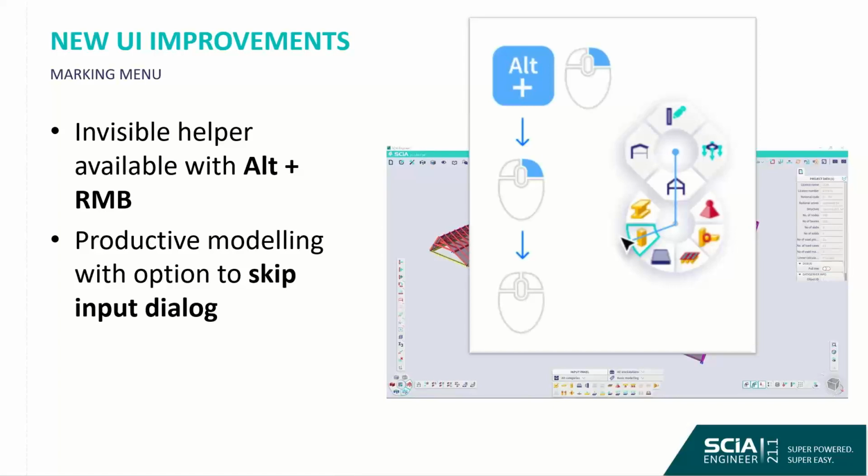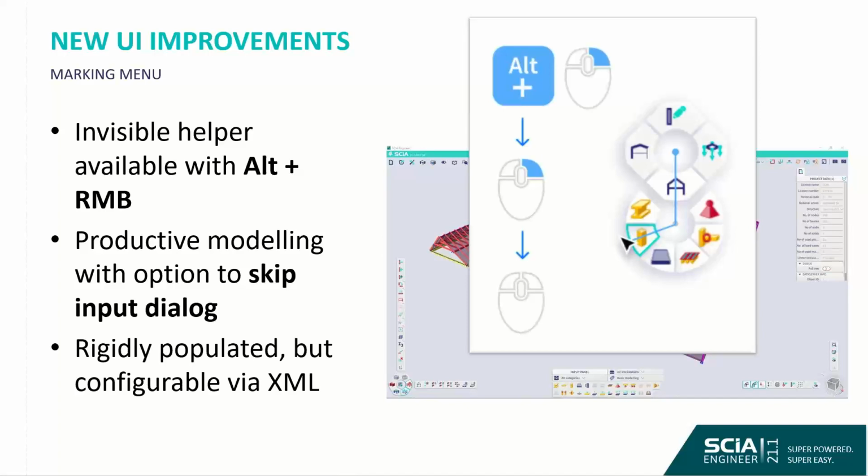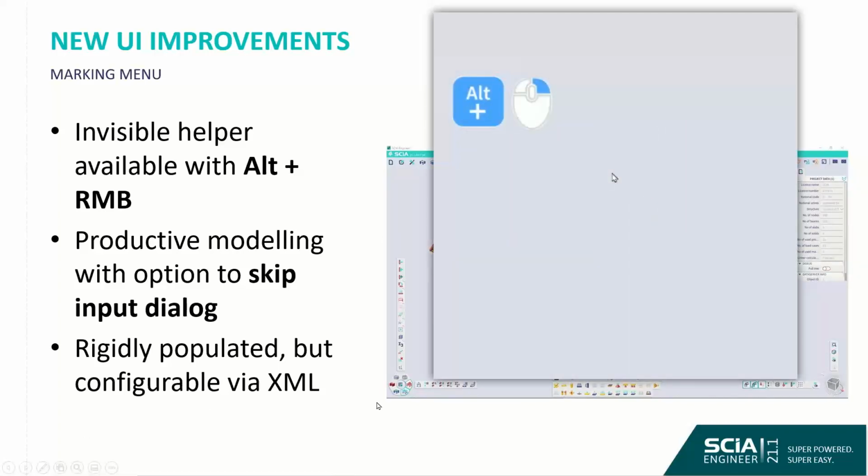This way you can be much more productive during your modeling, and I'm going to show this to you in just a few seconds. The marking menu is populated to enhance the muscle memory. So really these commands that are in the marking menu can be run within a fraction of a second instead of the few seconds that were needed before. Let me demonstrate how that looks.